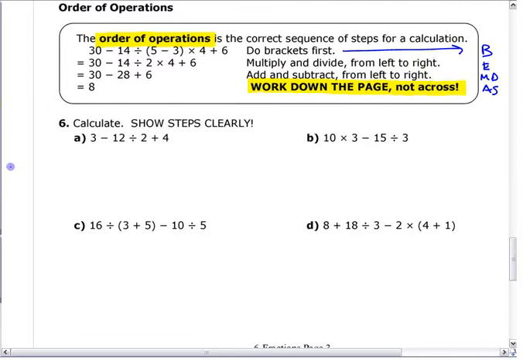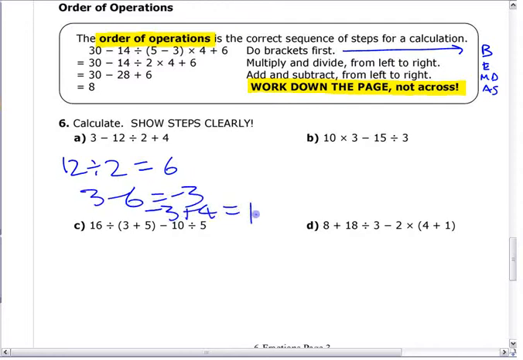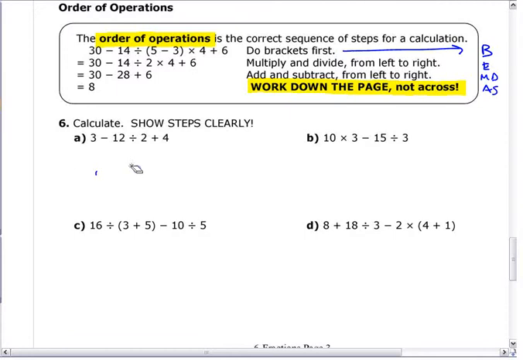As in, some of you do this, which is kind of like a run-on sentence in math. You recognize that that's what you need to do first. So you go 12 divided by 2 equals 6, and 3 minus 6 equals negative 3, and negative 3 plus 4 equals 1. That's great that you got the right answer, but it's better if you learn to work down the page instead. It's a lot less writing, which I'm sure you're going to be a fan of.